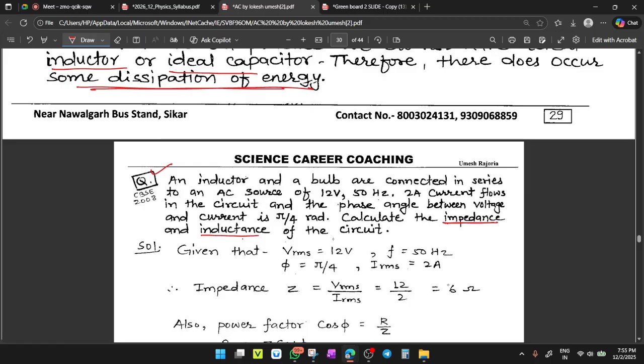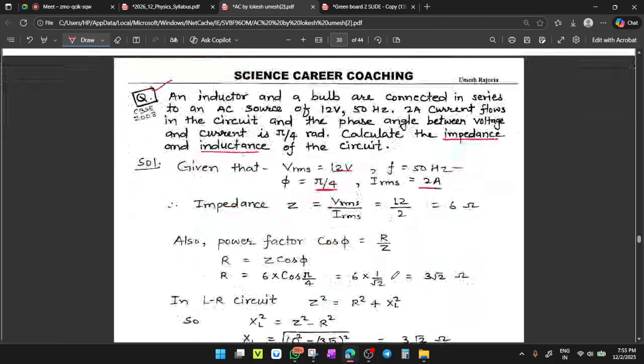So VRMS is given by 12 volt and frequency is 50 hertz. The phase angle is pi by 4 and IRMS equals 2 ampere. So first, impedance equals VRMS upon IRMS.